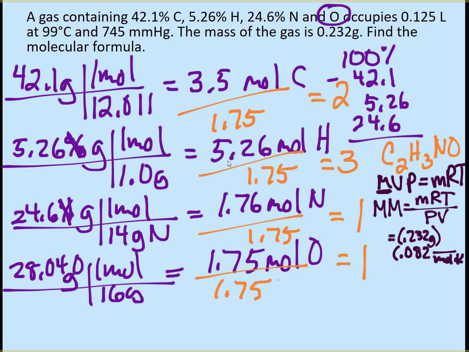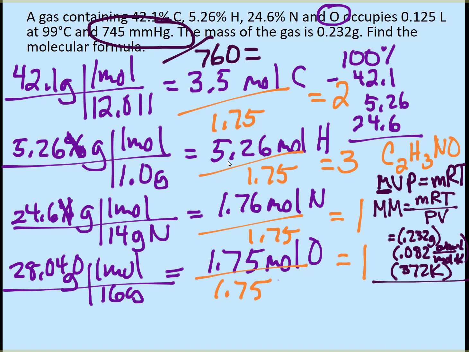I'm just going to stack them. And then my temperature. My temperature is 99 degrees Celsius, so I'm going to change that to Kelvin. All right, so these are all multiplied, and I'm going to divide that by the pressure and the volume. So the pressure is 745 millimeters of mercury. We need to change that to atmospheres. So I'm going to divide this by 760, and I get for my atmospheres 0.98.